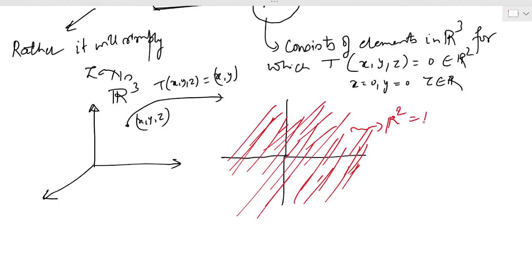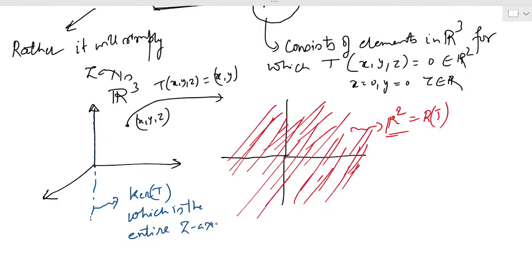So range of T would be the entire Cartesian plane. What would be the kernel? Kernel would contain not only one point, it would contain this line, that is the entire z-axis. Is that clear? I hope it is clear. I hope you've not got confused.